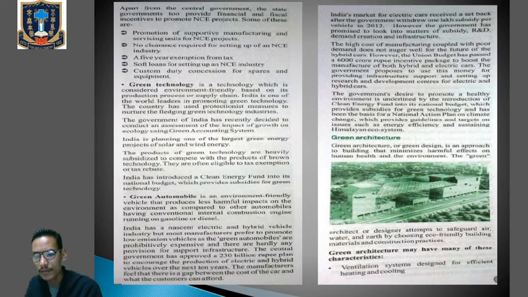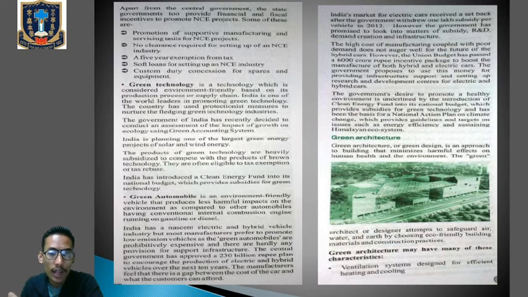Okay, because the central government and the state government are both coming forward for the promotion and development of NCE, non-conventional energy projects. So how are state governments coming forward? Mainly by promotion of supportive manufacturing and servicing units for NCE projects. Number 2, no clearance required for setting up an NCE industry. So whenever anyone tries to set up an NCE industry, there is no need for clearance.